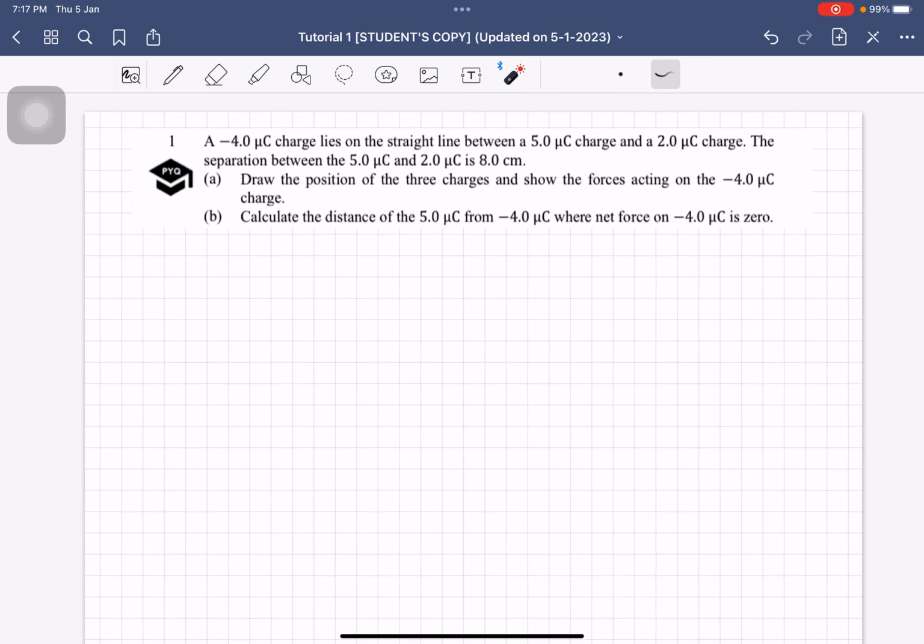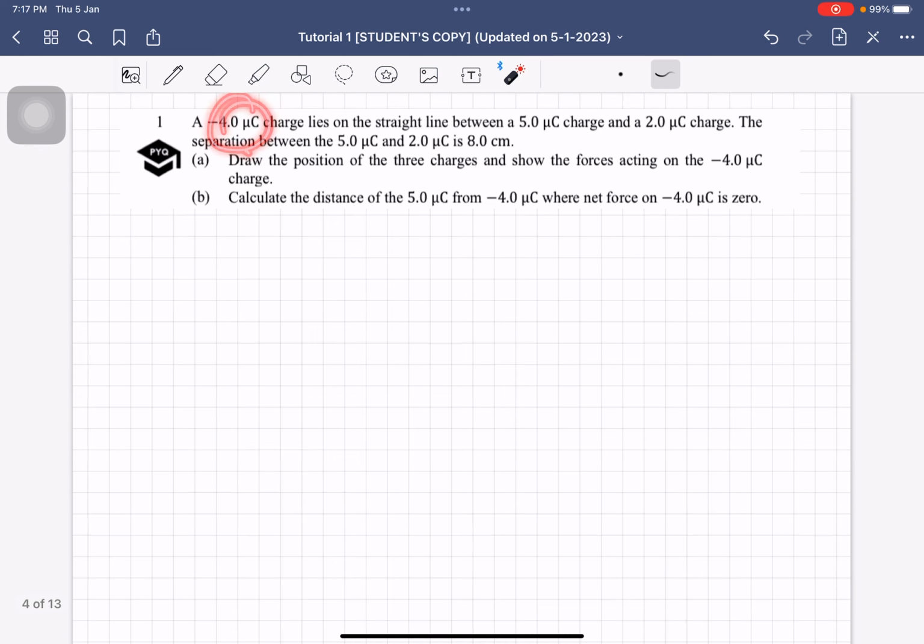There is a negative 4 microcoulomb charge which lies on a straight line between a 5 and a 2 microcoulomb charge. The separation between these two charges is 8 centimeter. We have to draw the position of these three charges and show the forces acting on the negative 4 microcoulomb charge, and lastly calculate the distance of the 5 microcoulomb charge from the negative 4 microcoulomb charge where the net force on this charge is 0.